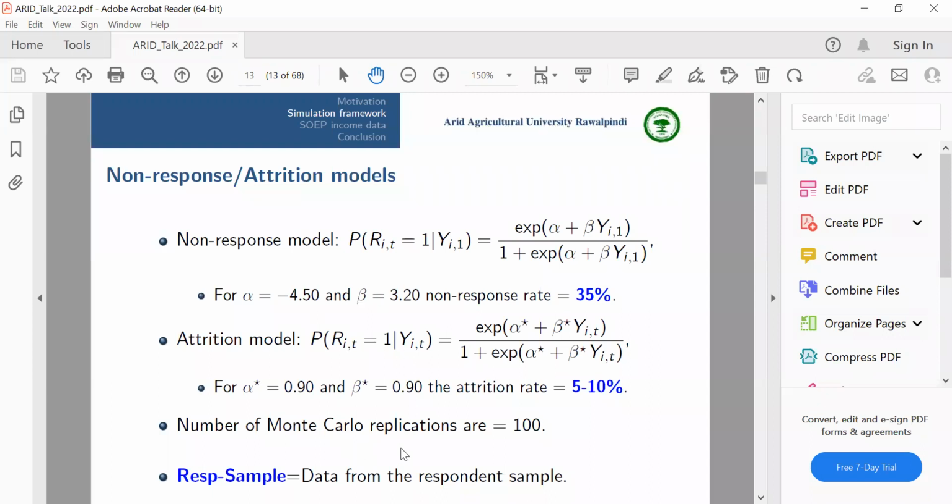And we replicate this simulation 100 times. So we get a respondent sample. Here we have a 100% response rate in the full sample. So if we subtract the 35% non-response from 100%, we get a response rate of 65%. That is our respondent sample, which consists of 65% respondents.